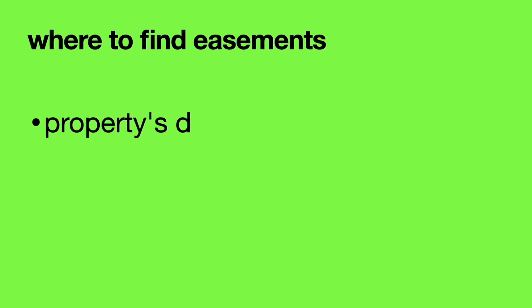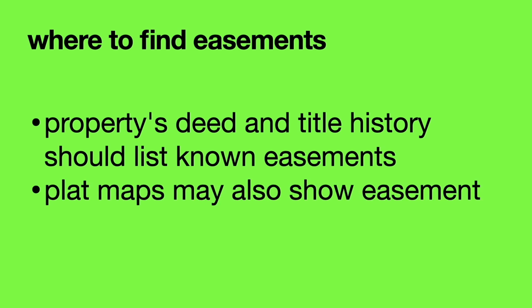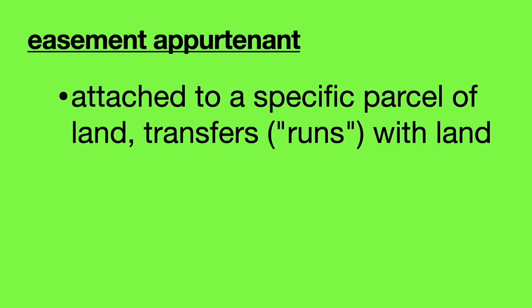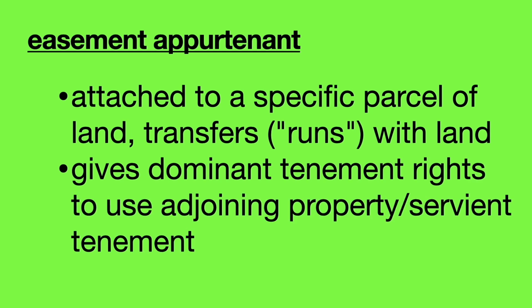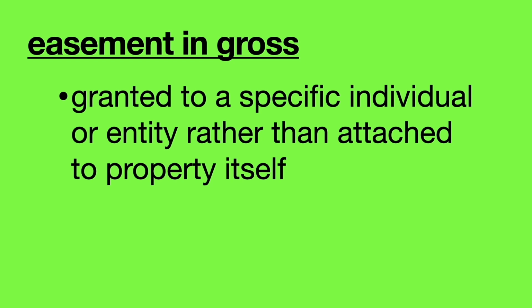The property deed and title history should list known easements. Plat maps may also show easements. Categories of easements include easement appurtenant, attached to a specific parcel of land, which transfers or runs with the land, and gives the dominant tenement rights to use adjoining property or the servient tenement. Easement in gross, granted to a specific individual or entity rather than attached to the property itself.